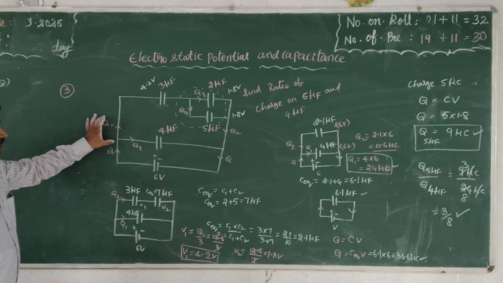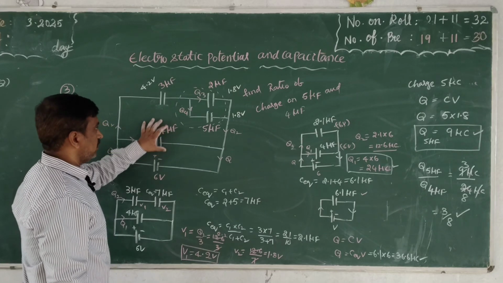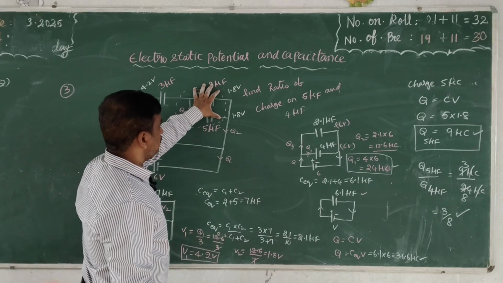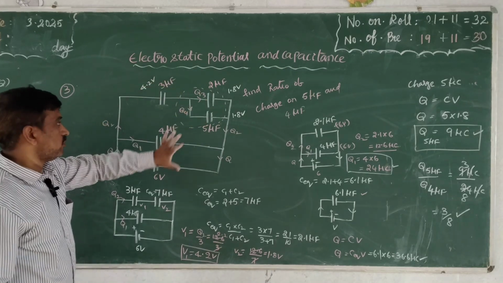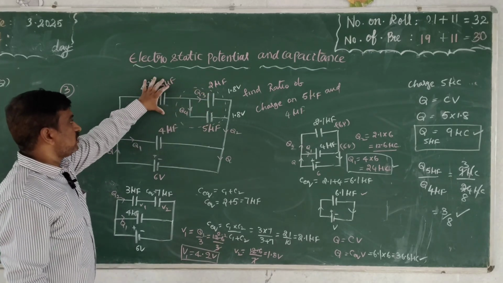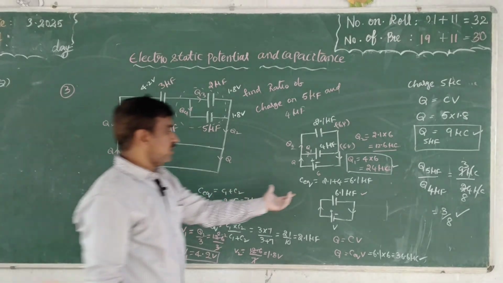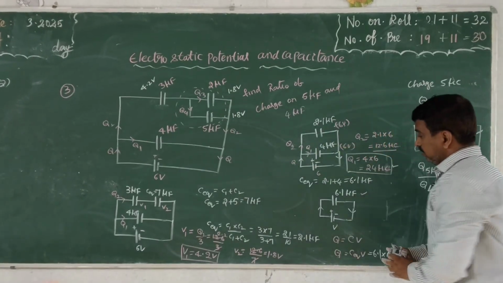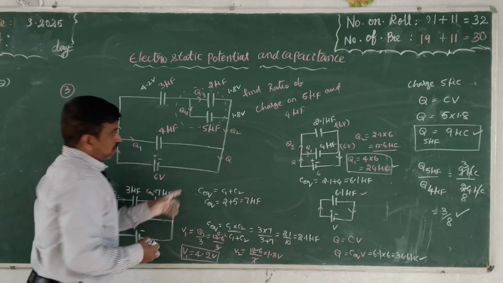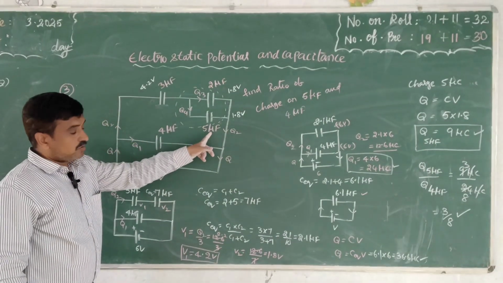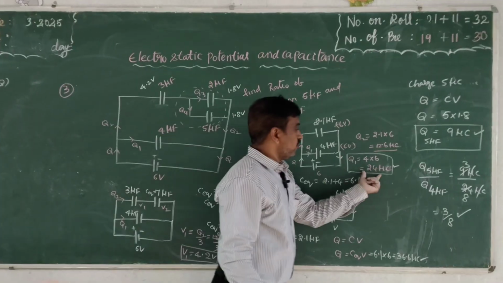See here, this and this have different charges, this resultant and this are parallel. This resultant and this are series. Why? Because here Q2, here Q2 will come. So this resultant will be in series with this one, and this resultant is parallel with this one. So totally we get C equivalent. After that we find the charge on 5 microfarads. For that we find Q1 first. What is Q1? 24 microcoulombs.